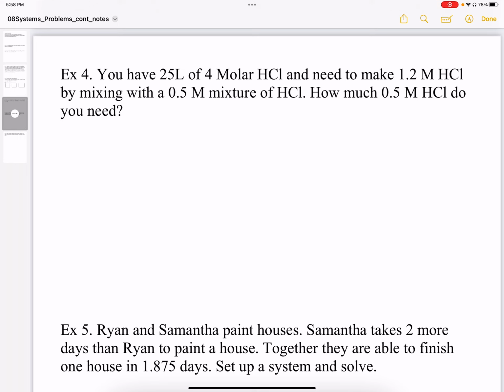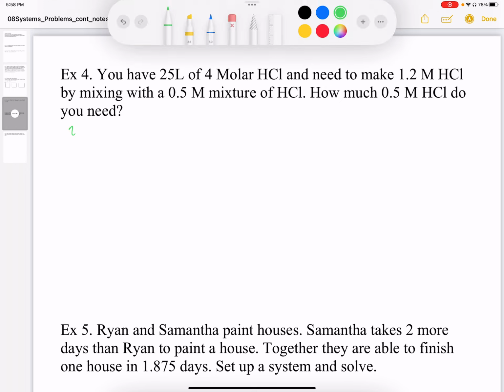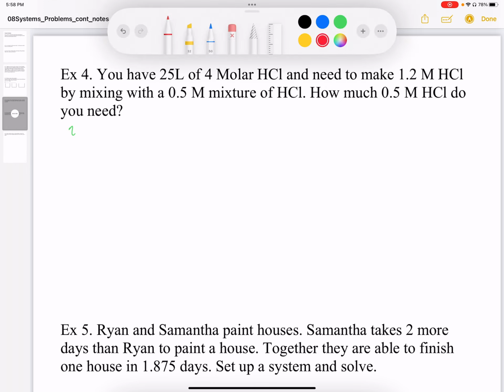We can work out an equation based on the total amount of acid. So the only thing that I don't know in this problem is what I'm going to call X. I'm going to say that X is how much 0.5 molar hydrochloric acid you need. So X equals the volume of 0.5 molar HCl. Okay, so then I need to come up with the equation to account for X. And we can do it this way.